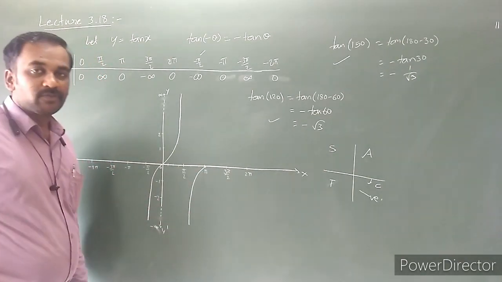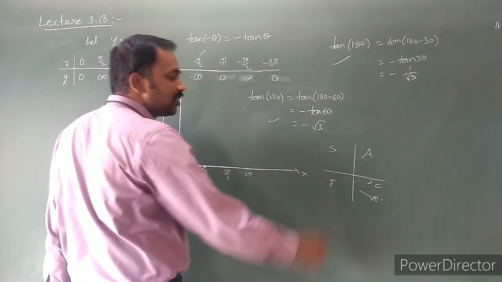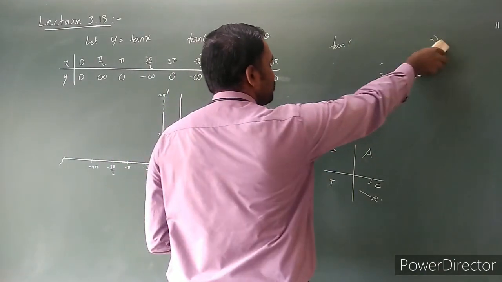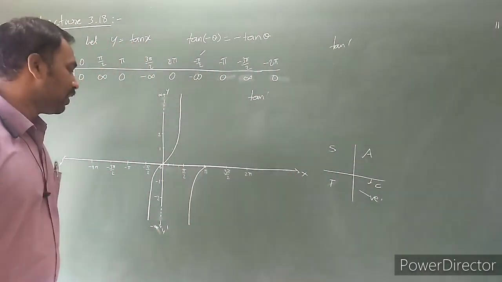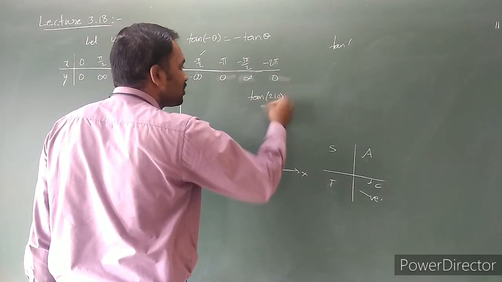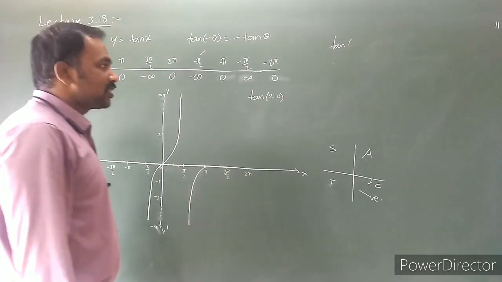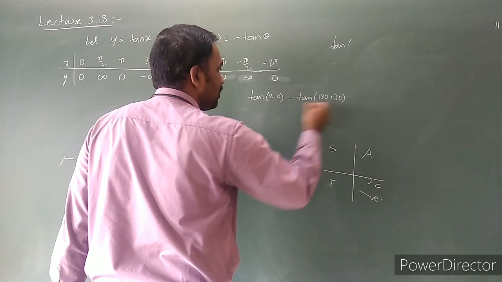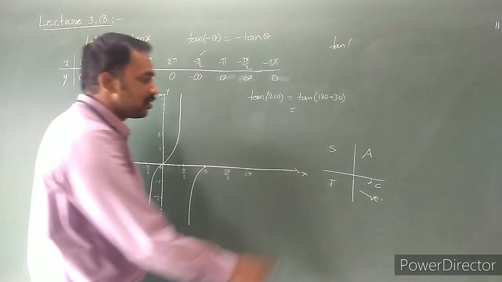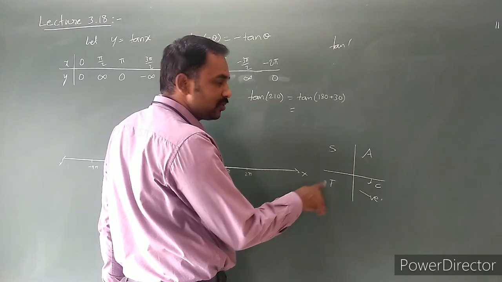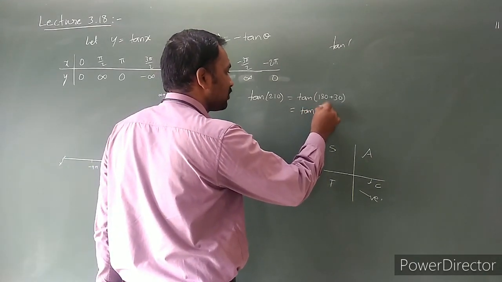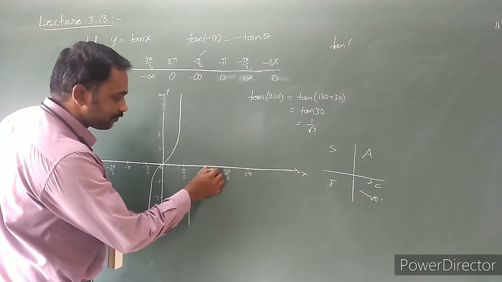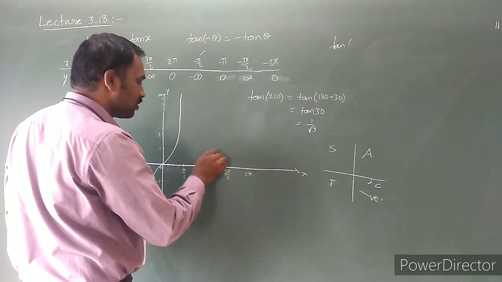Now pi by 2 to 3 pi by 2 is nothing but which quadrant? It is in the third quadrant, where tan is positive. So let's find some values for tan in the third quadrant. Tan of 210. What is the tan of 210? Split into another angle: tan of 180 plus 30, that is tan of 180 plus theta. In the third quadrant tan is positive, and with 180 the tan remains tan of 30. What is the tan of 30? 1 divided by root 3. So 210 comma 1 by root 3.